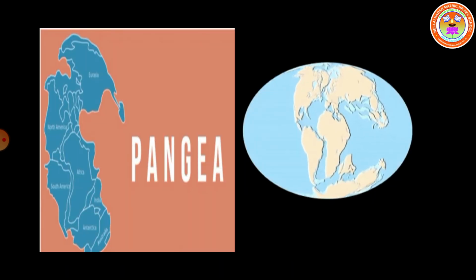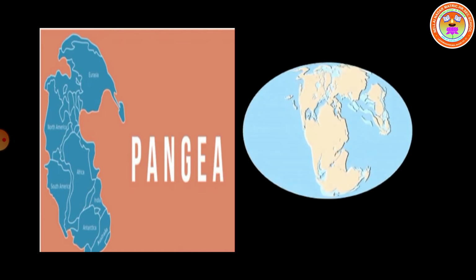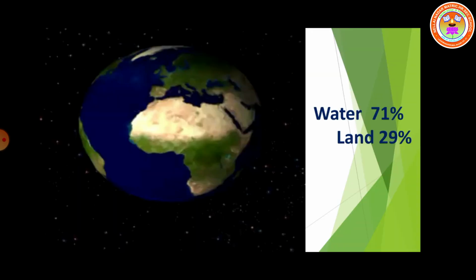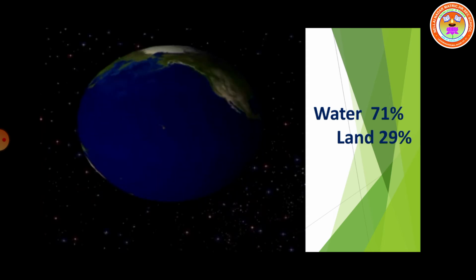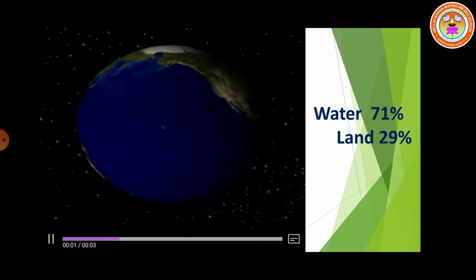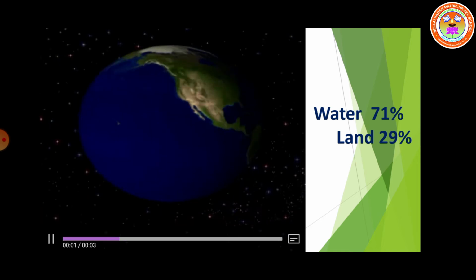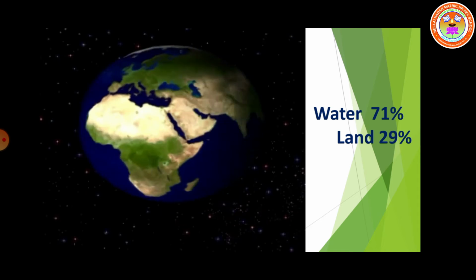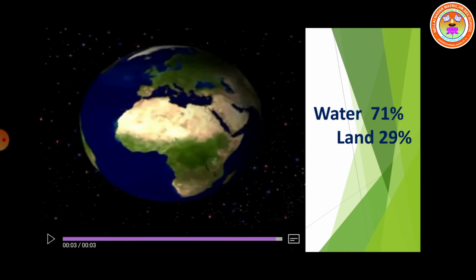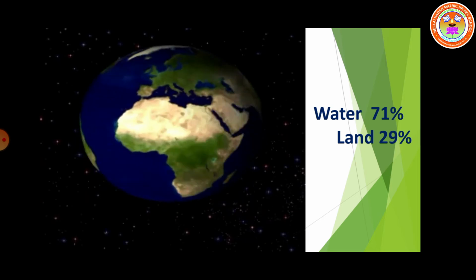See the picture. Earth is moving and the continents are also moving. See this picture, children. This is the movement of the earth. Earth is rotating on its own axis. What are the two movements of the earth? Rotation and revolution. Earth rotates on its own axis and it revolves around the sun.